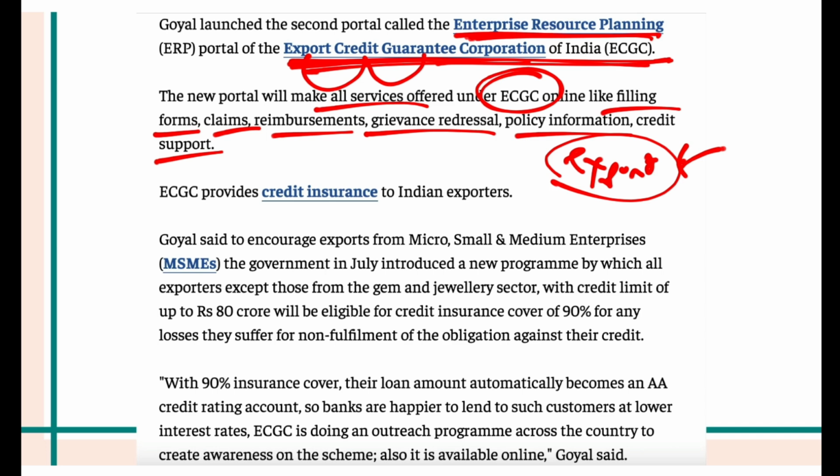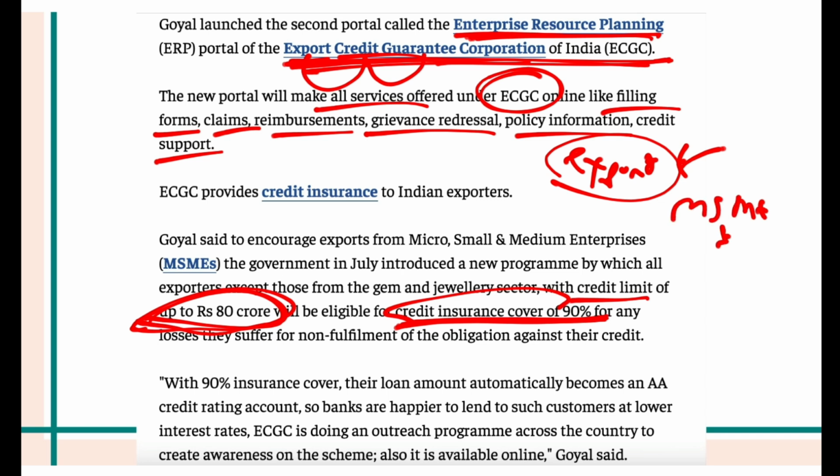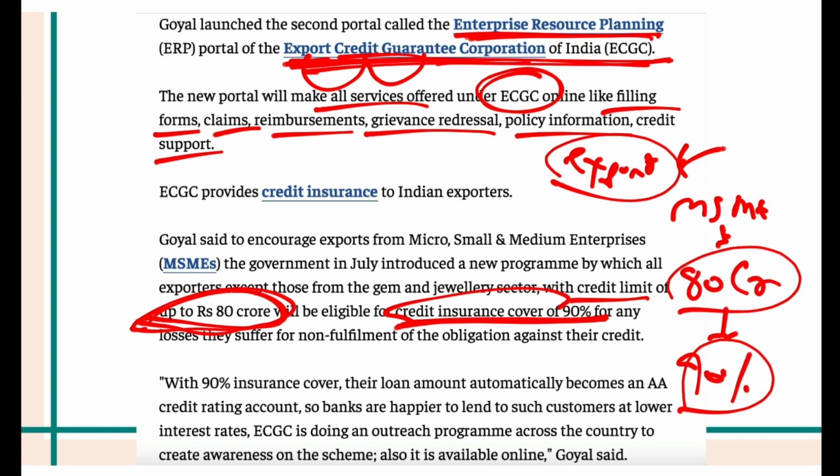Another important thing, on this portal, if you are an MSME and you have a credit limit of up to 80 crore, MSMEs up to the credit limit of 80 crore can get 90% of the amount covered by credit insurance, export credit insurance. Is that understood? What is the meaning of this? So if you are an MSME exporter, you are selling exports up to 80 crore abroad, you can insure this amount up to 90% on this portal.